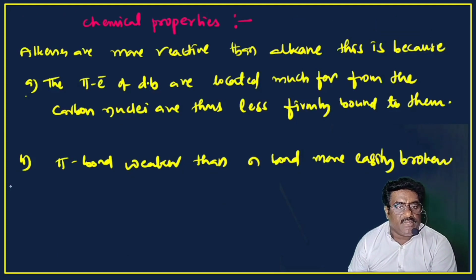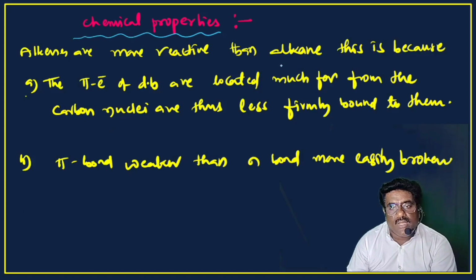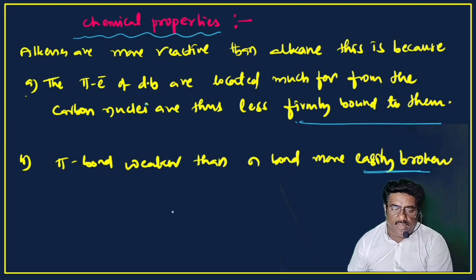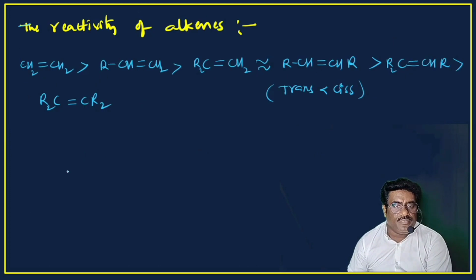Next, chemical properties. Alkenes are more reactive than alkanes. This is because the pi electrons of double bonds are located further from the carbon nuclei and are less firmly bound to them. So pi bonds are weaker than sigma bonds and more easily broken.